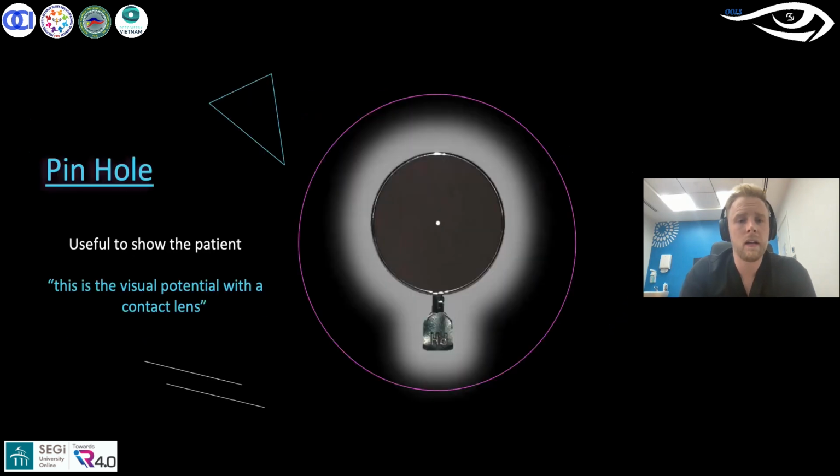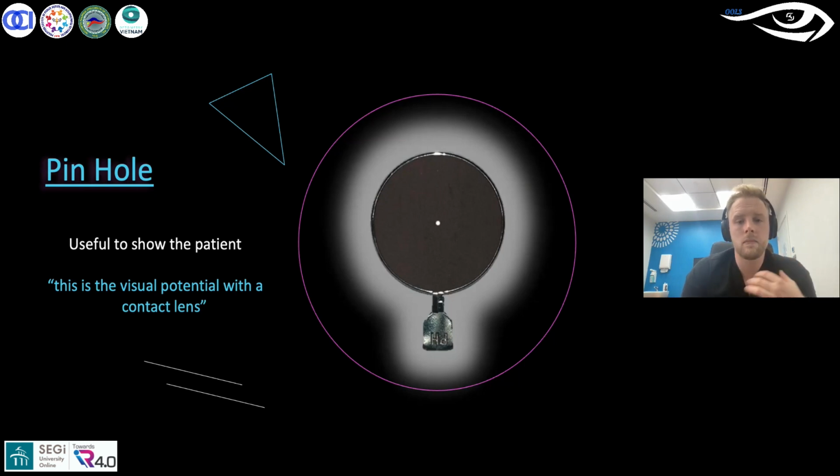Pinhole. Working in a lot of different clinics, the pinhole tends to be a little bit variable. Some people like to use it with keratoconic patients, some people don't. What I will always do is at the very end of the refraction, if the patient isn't happy with the vision, I'll put in the pinhole lens, which will sharpen up the vision generally by quite a bit. And then I'll say, well, this could be the potential that we might achieve with a contact lens. So if they're not happy with the glasses, use this as an opening to maybe suggest contact lenses.